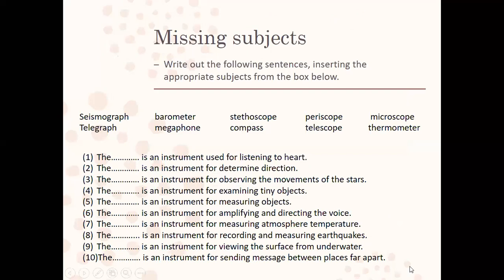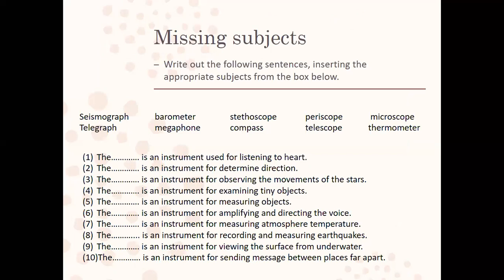Missing subjects. These are some subjects which you have been given. These are some devices. You need to find out. The dash is an instrument used for listening to the heart. Stethoscope. Very good. Write down in your book: stethoscope. The second one, the compass.